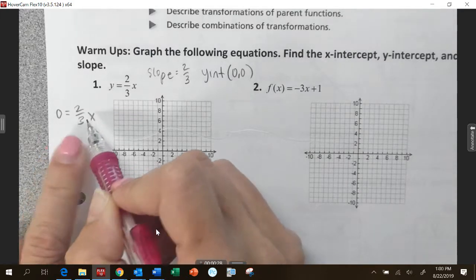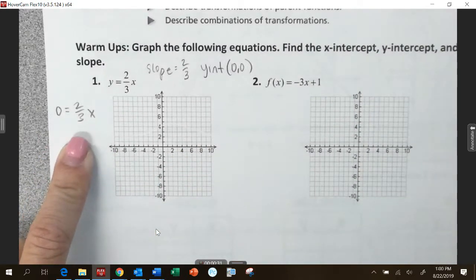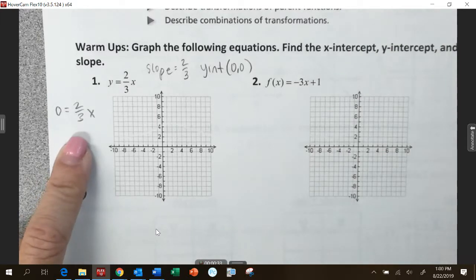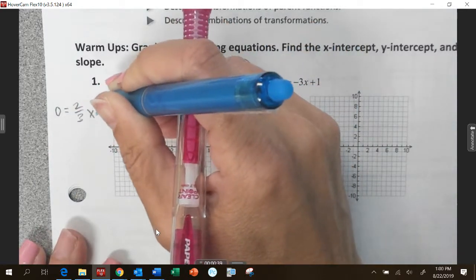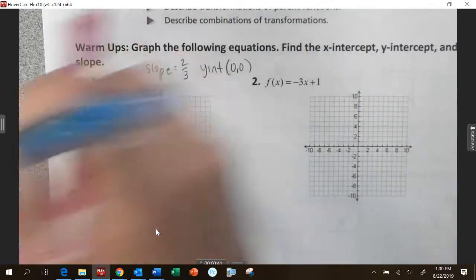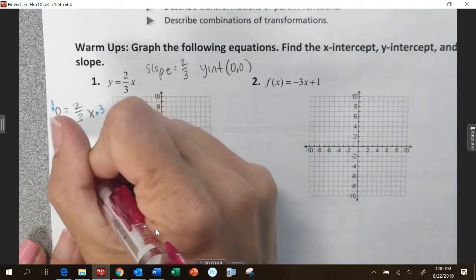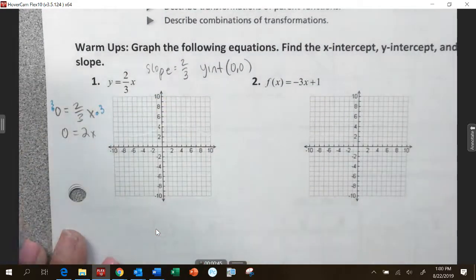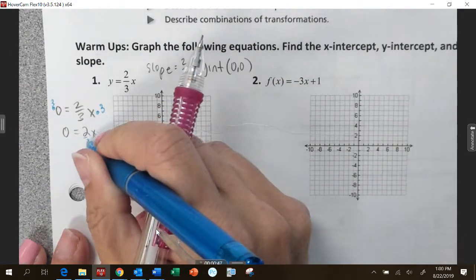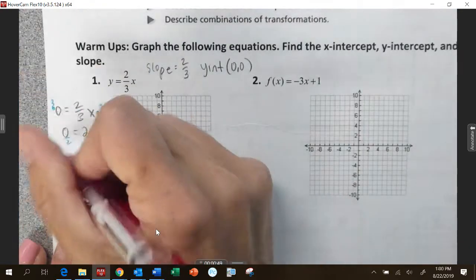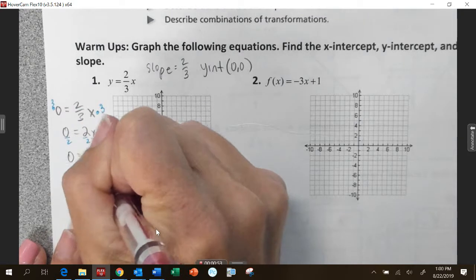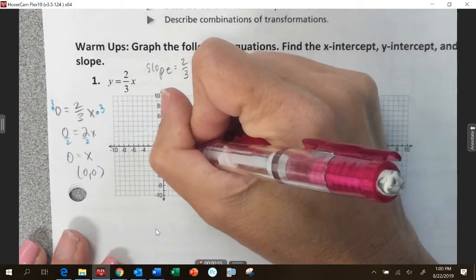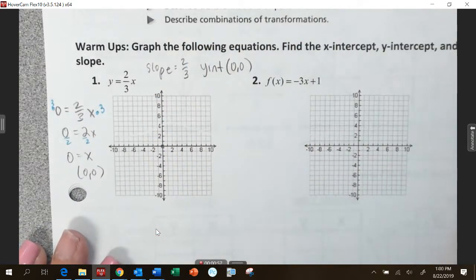0 equals 2/3 x. How am I going to get rid of 2/3 x? What could I do to both sides? Multiply by 3. Some of you might multiply by 3 over 2, and then you have fewer steps. Either is fine. Multiply by 3. I'm going to get 0 equals 2x. Divide by 2. And I get x equals 0. So 0, 0. So we have 0, 0 for the x-intercept. We also have 0, 0 for the y-intercept.